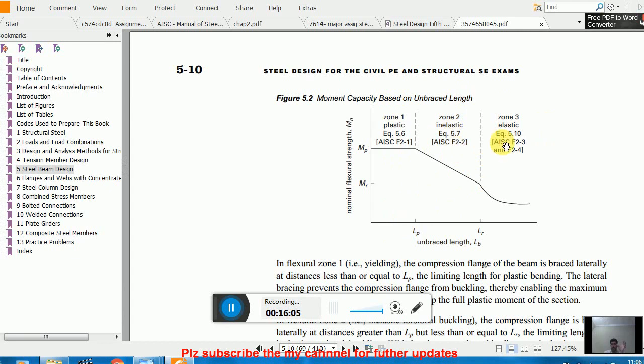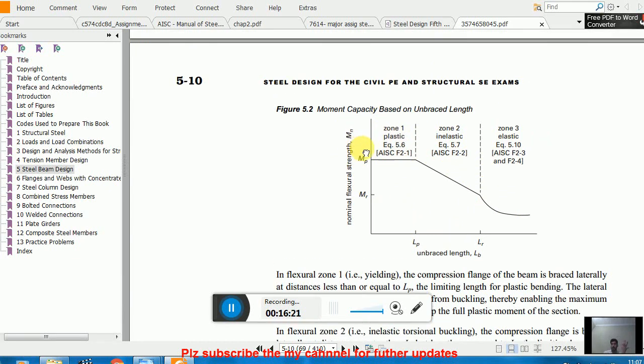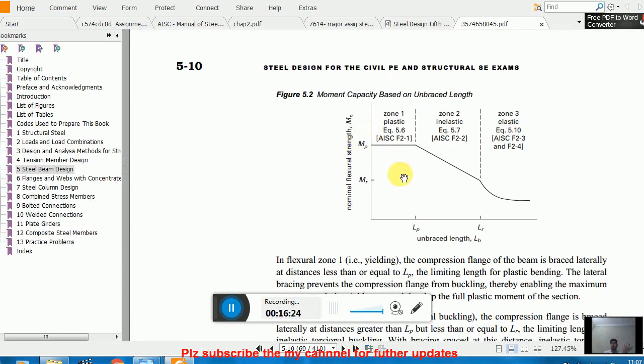We have 3 distinct zones: zone 1, zone 2, and zone 3. In zone 1 we try our best to design the section, because here you see the maximum capacity a beam can attain, the plastic moment, which is the maximum moment. Then zone 2 is the inelastic zone, and zone 3 is the elastic zone. So for different zones we have different approaches.